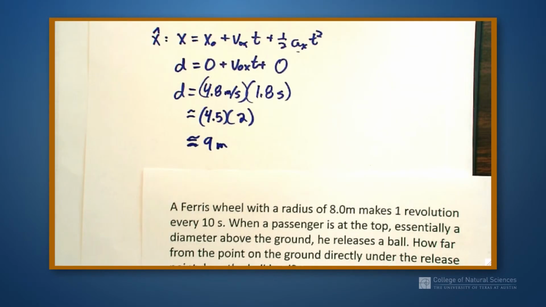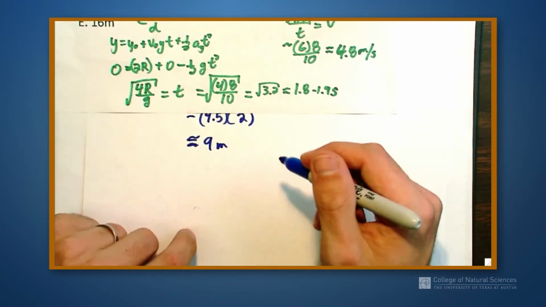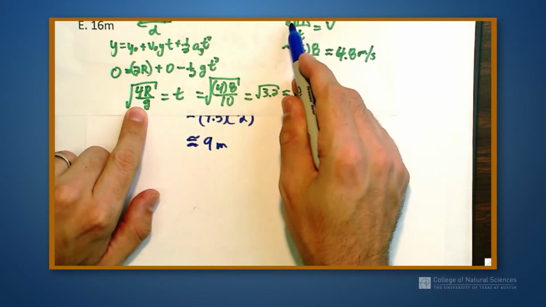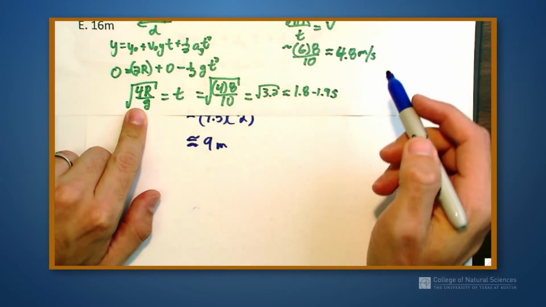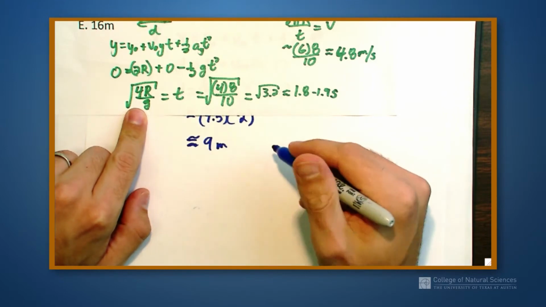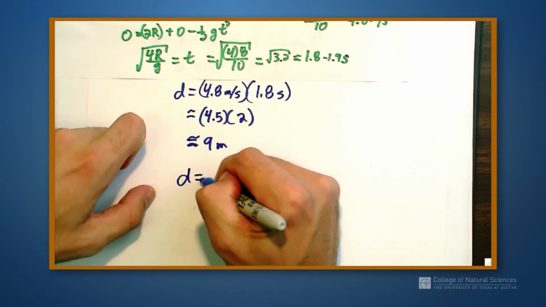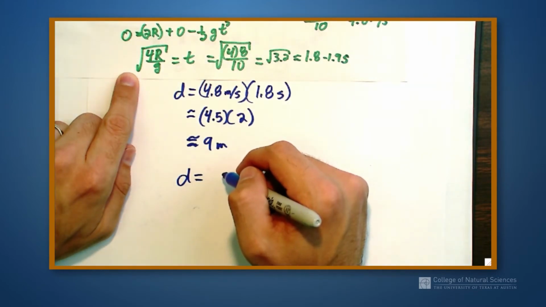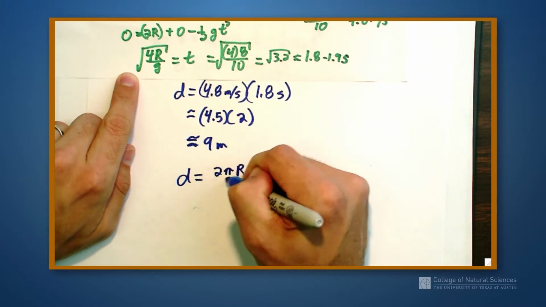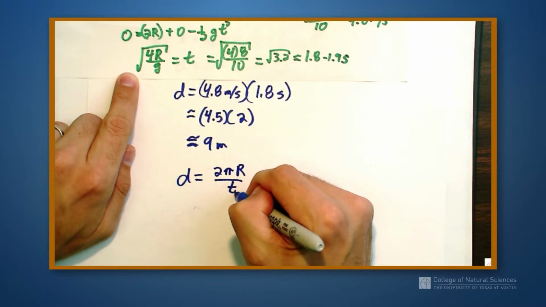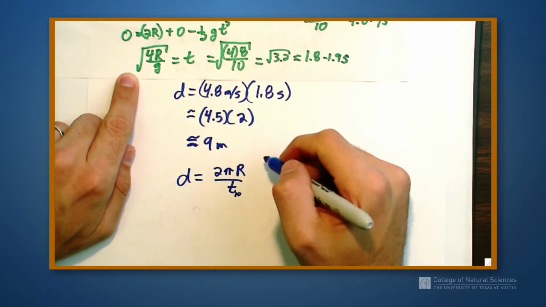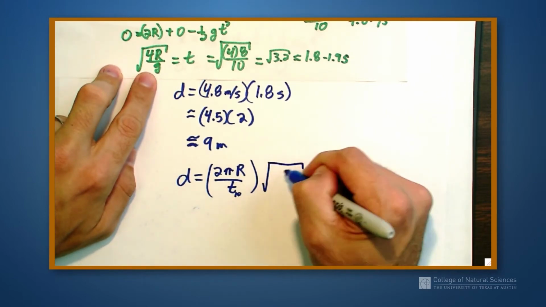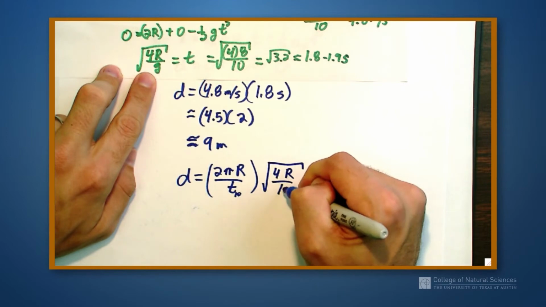I could actually solve this, and I'm going to do a check. Probably shouldn't have plugged in the square root of 4rg, and I probably should have left the 2 pi r squared over in this value. So let me actually resolve this. So d is equal to the velocity, 2 pi r over t, where t is the 10 seconds, times my time that I got, which is square root of 4r over g.